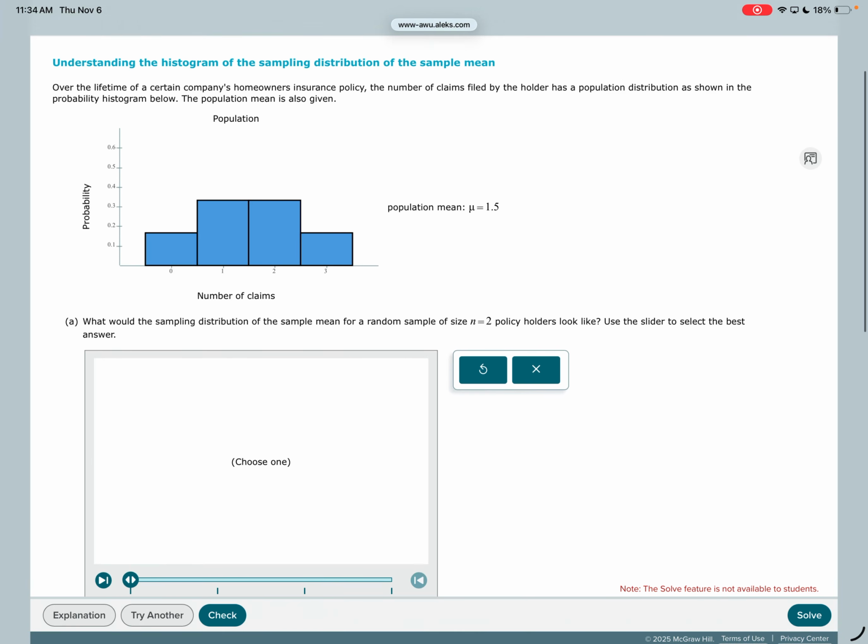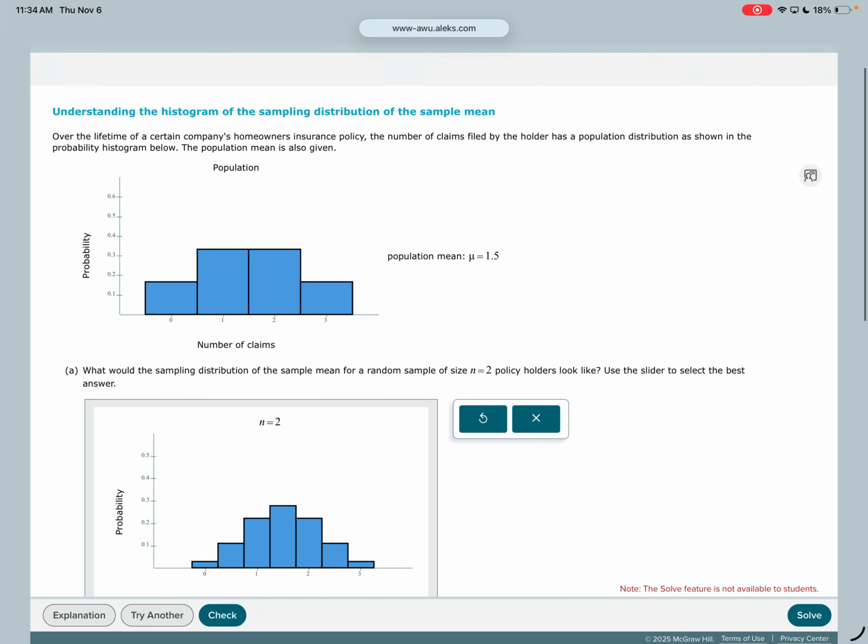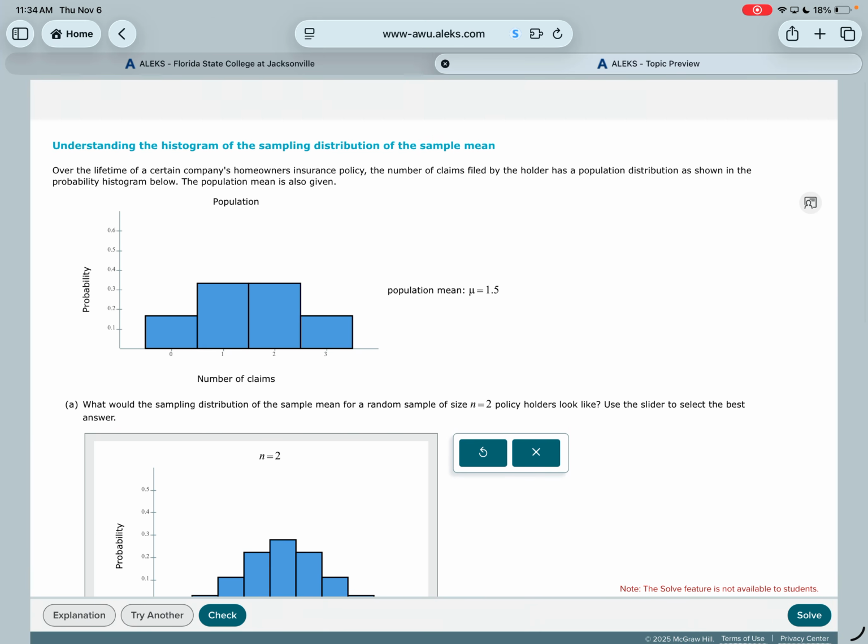So don't make fun of me if I get this one wrong, but actually I'm gonna click solve just in case. What this next section is about.